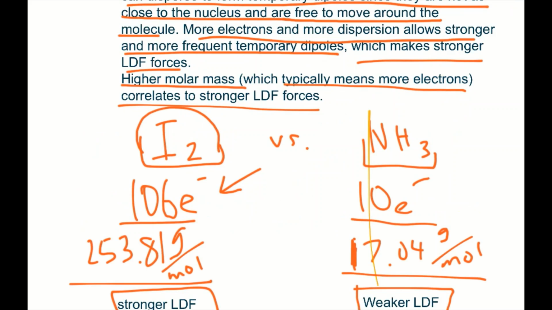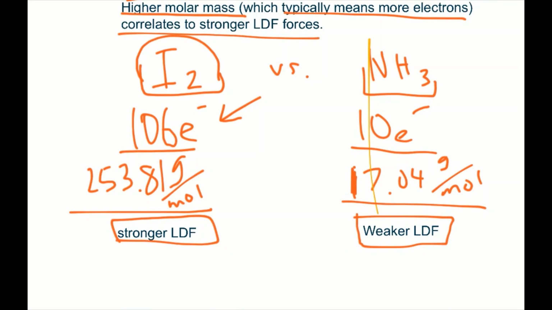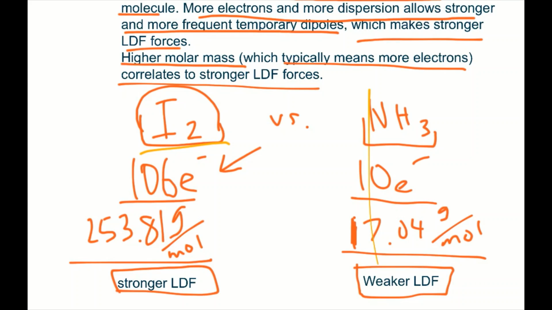Now, I wanted to point out a misconception. When you want to explain why I2 has a stronger LDF than NH3, you can't simply say that this has a higher molar mass than this, because molar mass is just a trend that correlates with LDF. It is not an explanation. It is not a means to an end.